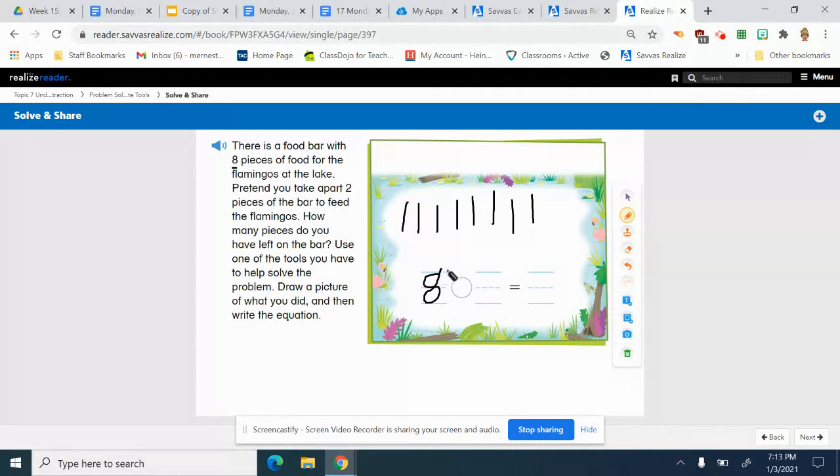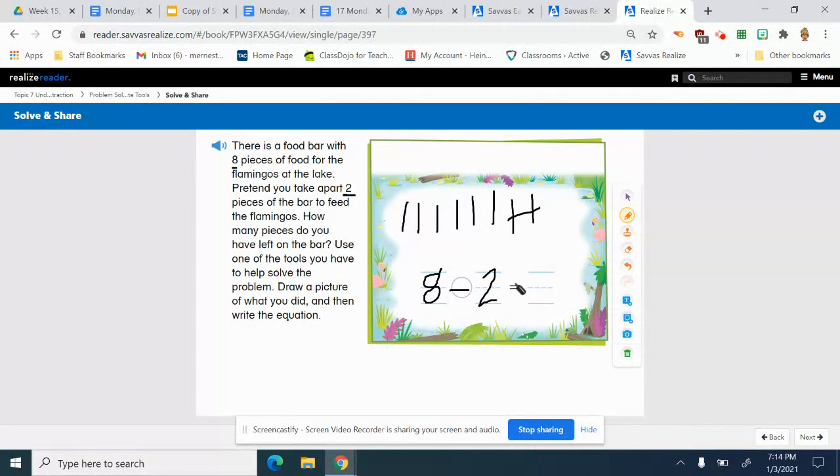Now someone's going to eat this food, so we know that we're taking it away. And we can also see that it says how many do we have left, which tells us that there is going to be a subtraction problem. We have 2 that are getting eaten. So take away 2. How many did we take away?